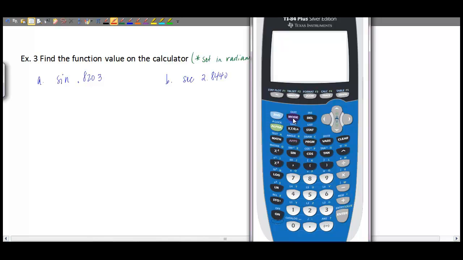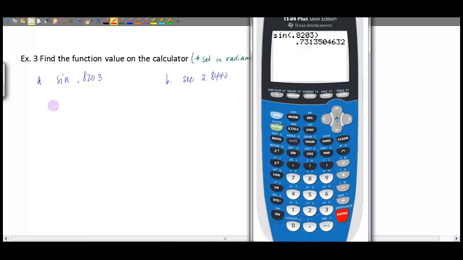and I'm going to go to mode, and you see here that I need to switch my values from degrees into radians. I hit enter, so now radians is highlighted, and I can quit, go back to the home screen, and now I'm going to find out what the sine of 0.8203 is. So you're just pushing those buttons in, 0.8203, and let's go ahead and round this to the nearest 4 decimal places. Okay, so the value that you should come up with is approximately 0.7315.